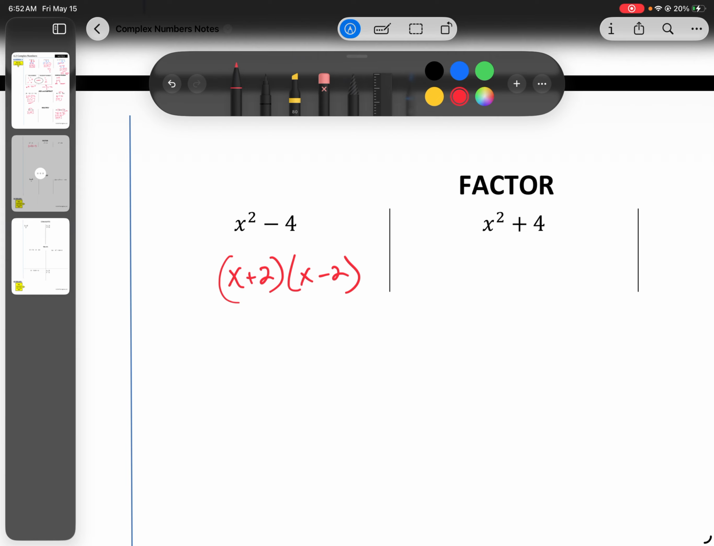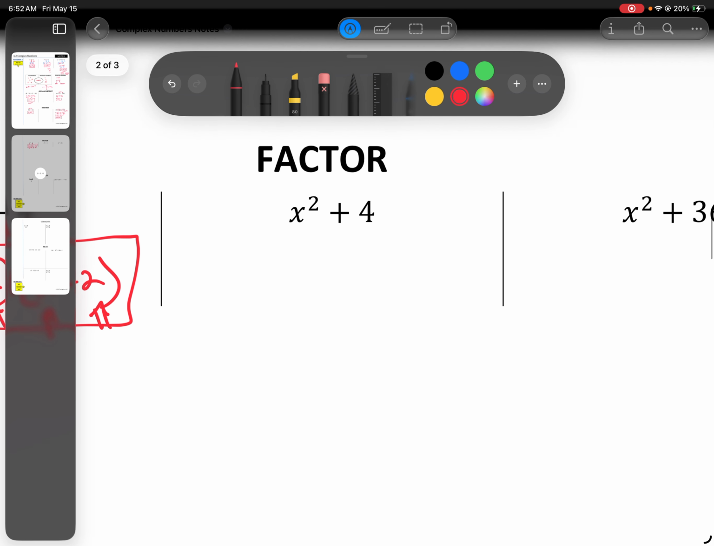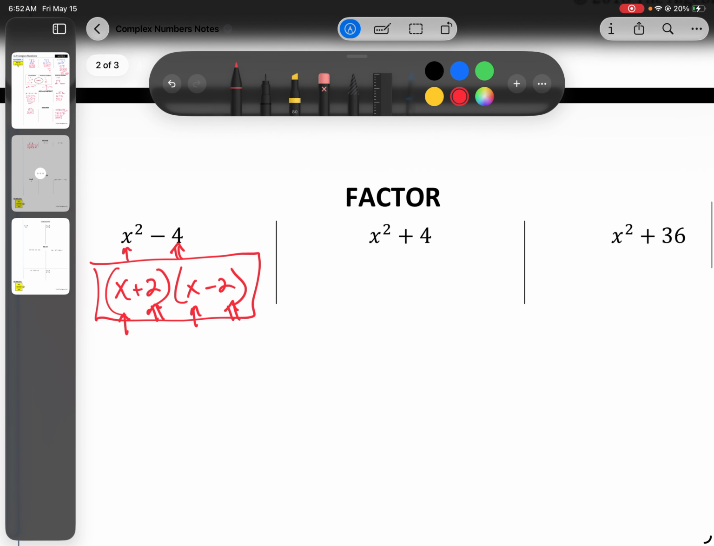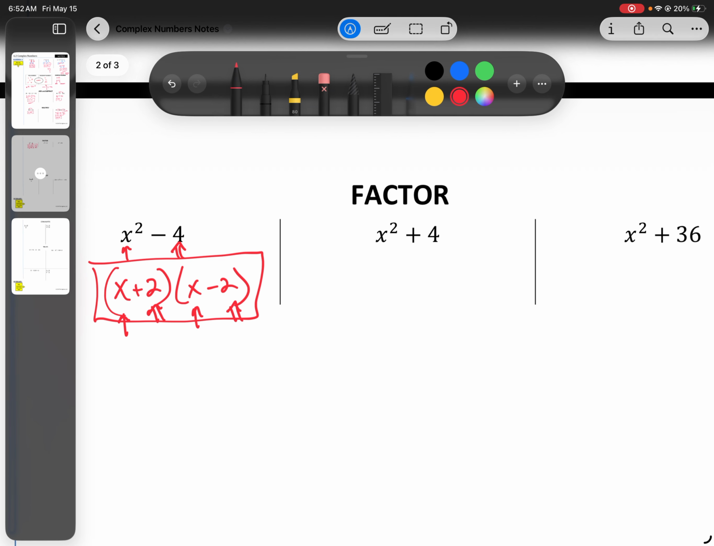Okay, just a review. You put the square root of the first guy in the first slot. You put the square root of the second guy in the second slot. So like if I square root x squared, I get x. If I square root 4, I get 2. And then you make it a conjugate pair, plus and minus 2. So that's how we factor that. We had said you can't factor a sum of two squares. You can only do it if it's subtraction, right?